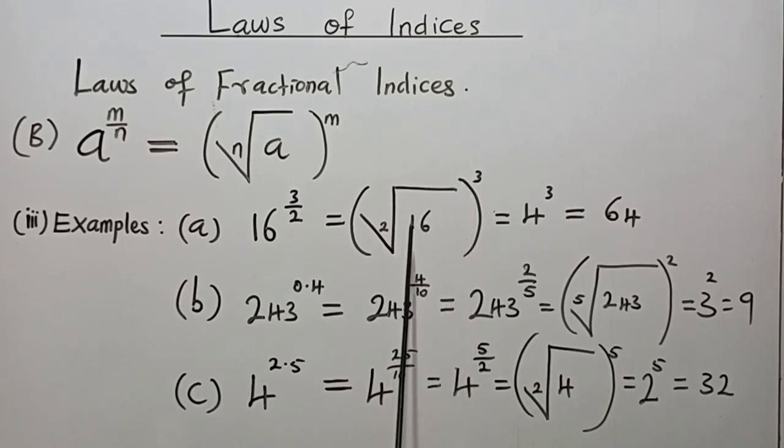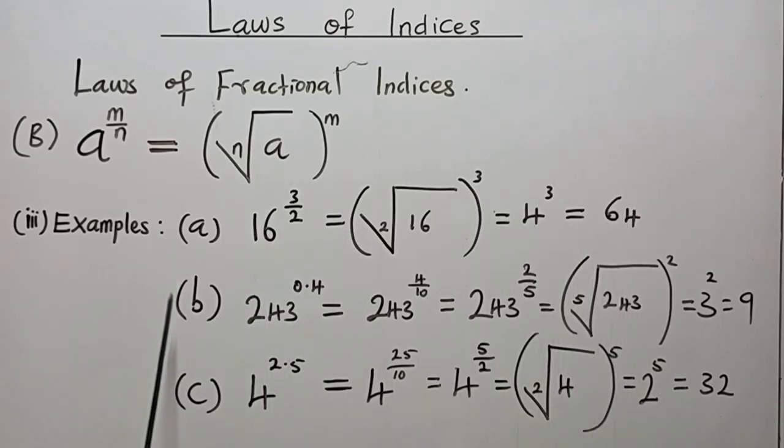And so what is the square root of 16? It is 4. Then to the power 3, see it here. 4 to the power 3 does not mean 4 times 3. It means 4 times 4 times 4. And if you do that, the answer is equal to 64. Therefore, this is equal to this.